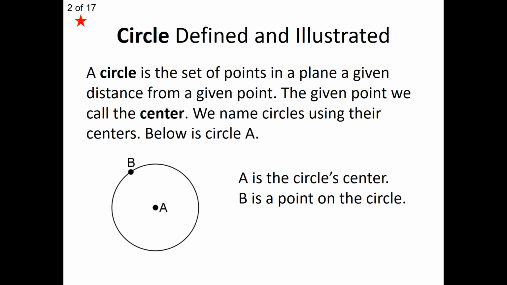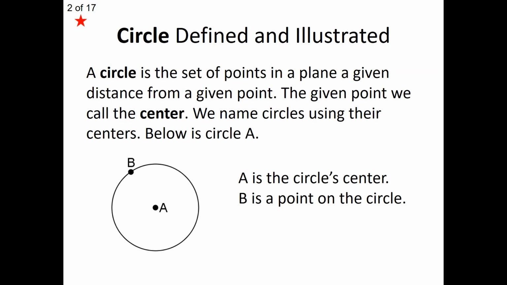Down below, we have a diagram of circle A. Circle A, because the center point, the given point, we've labeled with the capital letter A, then becomes the name of our circle. Point B is a point on the circle. In other words, point B belongs to the set of points that are a given distance from that given point A.